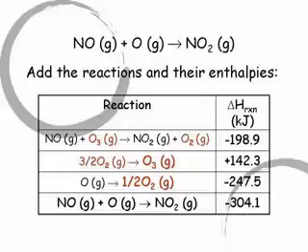Now, if we were able to do the NO plus O yields NO2 in one step without going through 3 steps, its enthalpy of reaction would still be negative 304.1 kilojoules. Whether you get there in one step or 3 steps or multiple steps, because enthalpy is a state function, the overall net change in enthalpy will be the same no matter how you get there.